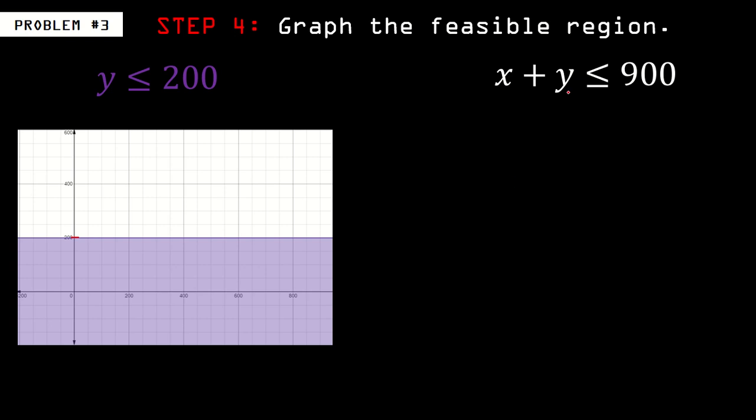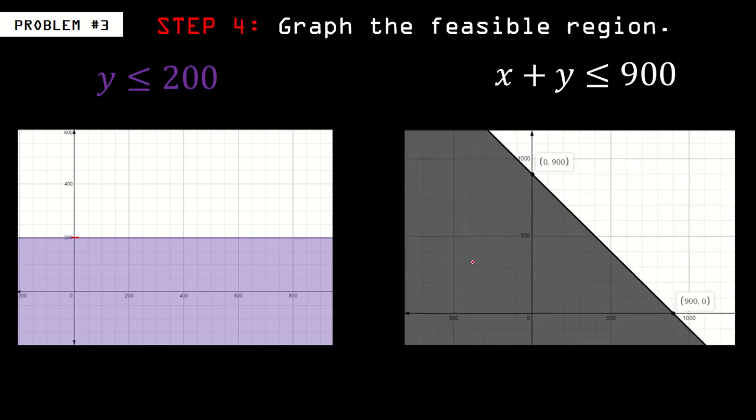And then we have here x plus y is less than or equal to 900. If you will recall, we need to identify its intercepts. If we let x be equal to 0, y is equal to 900. If we let y be equal to 0, x is equal to 900. So we have the intercepts (900, 0) and (0, 900). Since this is less than or equal, again, it's a solid line, and at the same time we will shade the lower portion.